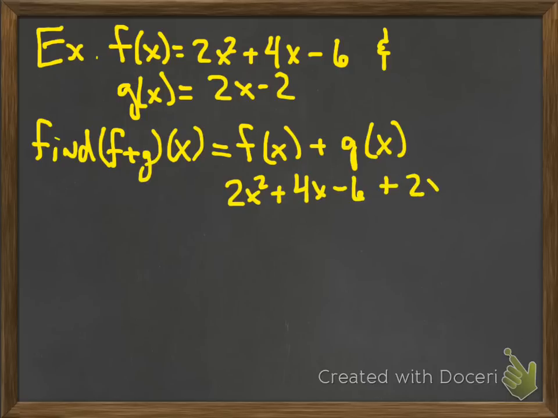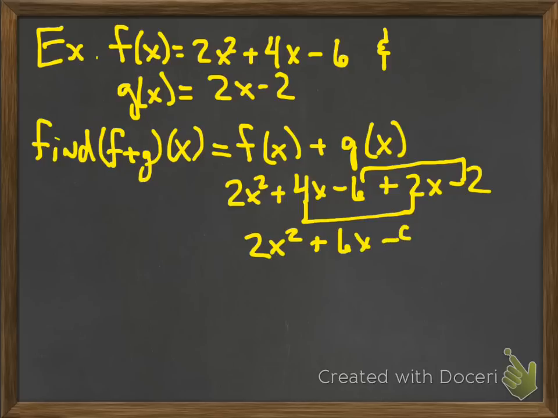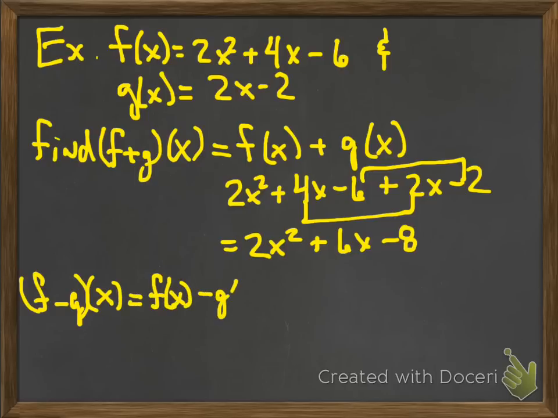Now you can write that under it, next to it, whatever. But the main idea is you're going to combine like terms. I'm combining the 4x and the 2x, and the negative 6 and the negative 2. 4x plus 2x is 6x. Negative 6 minus 2 is negative 8. And that's what f plus g of x is.